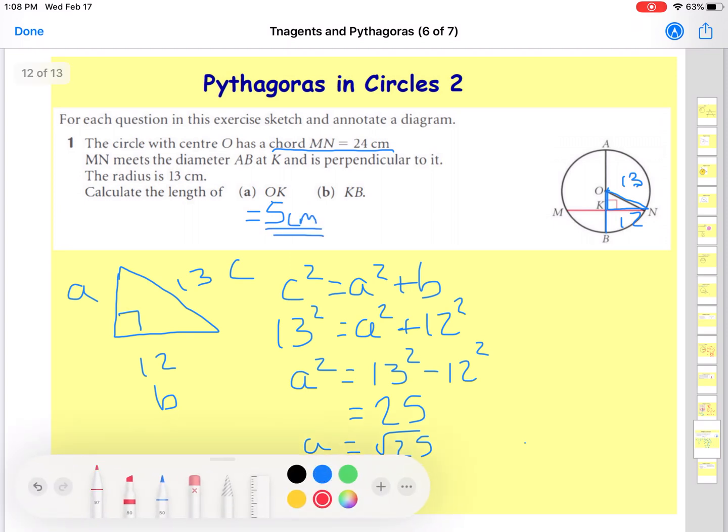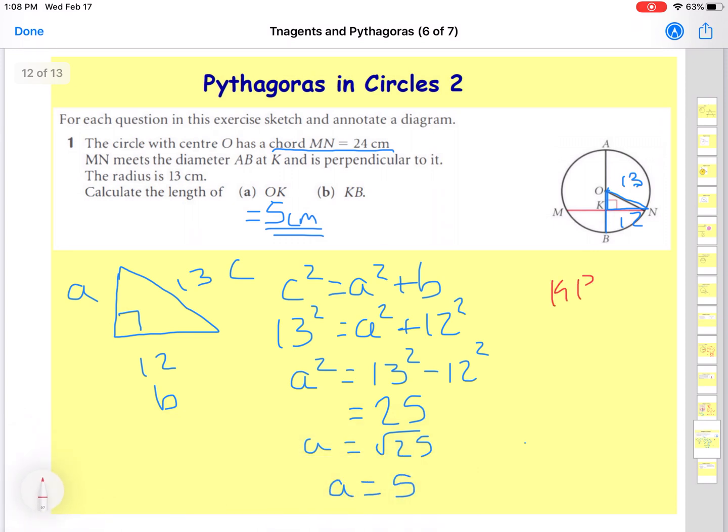Now, the line KB is that line there. From the last example, we remember that OB is a radius of the circle, which is 13. So this bit here, OK, is 5. So 13, take away 5, and we will get 8 centimetres. So KB in this question is 8 centimetres.